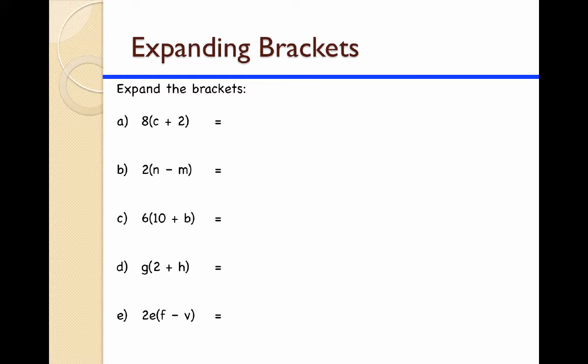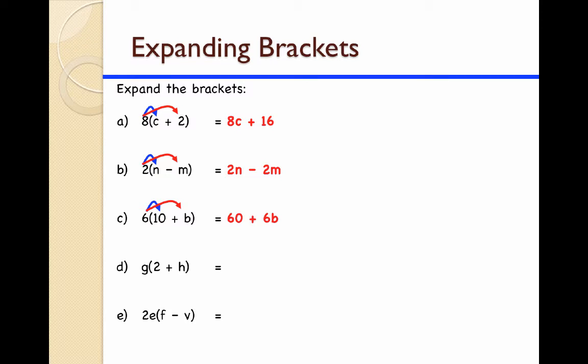So I'm going to begin by doing 8 times c, which is 8c, and then plussing 8 times 2, which is 16. I plus because inside the bracket there is a plus symbol. For b, I'd start off with 2 times n, which is 2n. Then I subtract 2 times m, which gives me 2m. For the next one, 6 times 10 is 60. Then I'm going to add 6 times b, which is 6b.